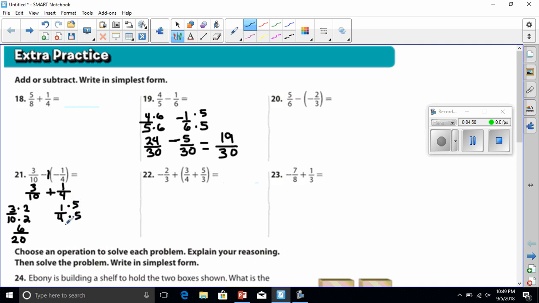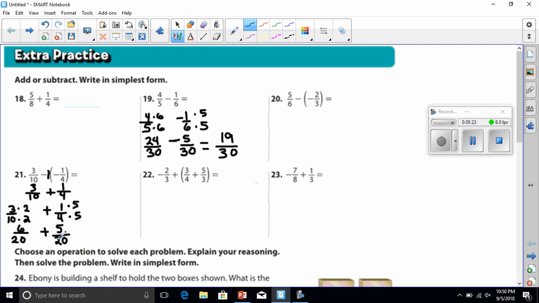If I have to multiply the bottom number by 5, I have to multiply the top number by 5. Sorry about that. 4 times 5 is 20. And we had a positive 1 times 5. Well, 1 times 5 is 5. And since this was a positive, it will stay positive. Now we have 6 over 20 plus 5 over 20.